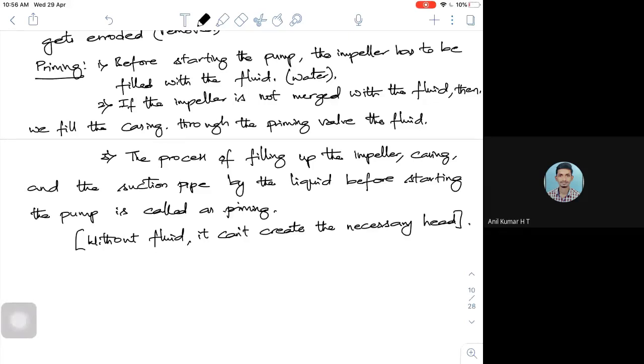Now in the present scenario, most of the pumps we come across are called self-priming pumps. Earlier, we used to manually open the priming valve and fill with water. Nowadays, most of the centrifugal pumps we get are self-priming pumps, so the option of priming doesn't come at all. Maybe the last topic left in centrifugal pumps is multi-staging. Then we'll go for the numericals.